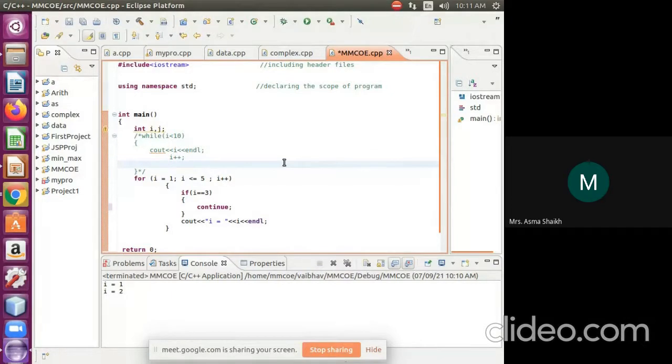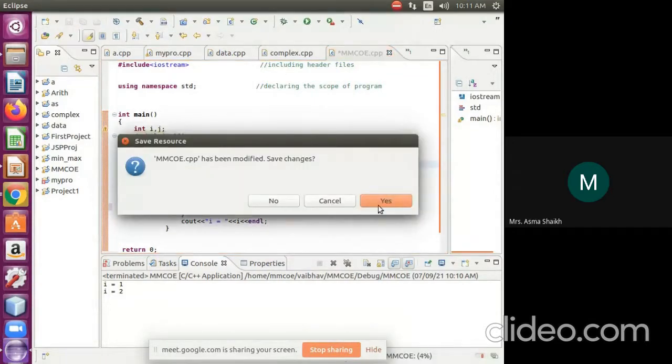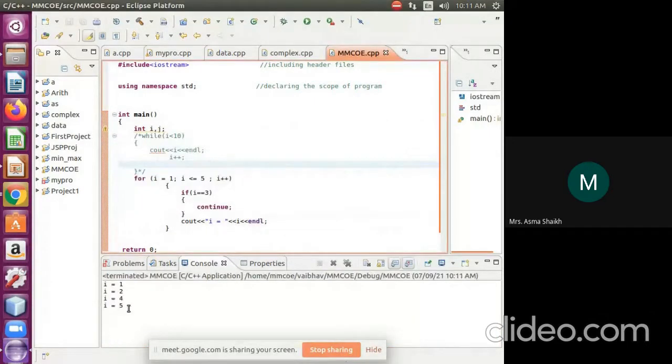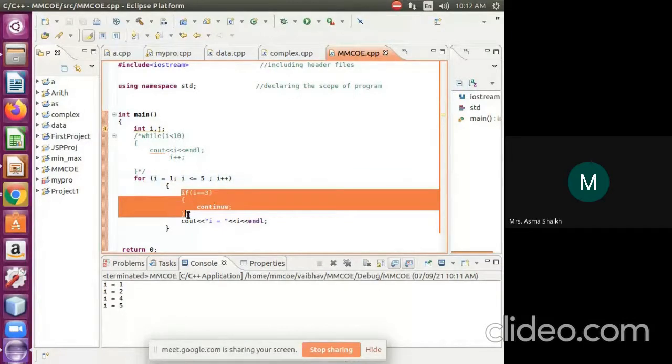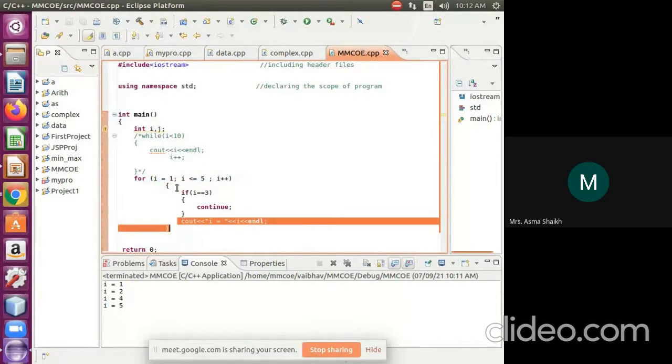Continue will stop only for that particular iteration. Other iterations are as they are. If you see this, you can observe the continue. As Aryan correctly said, first i is equal to 1. Then we are not matching the condition, so we are printing the i value. Second, i equal to 2, then we are printing this value.